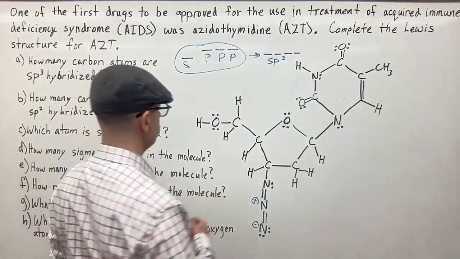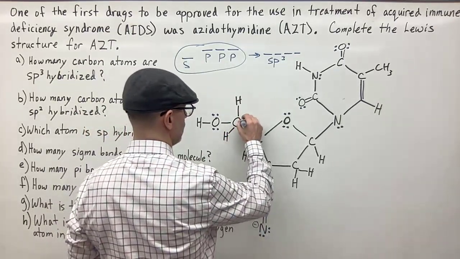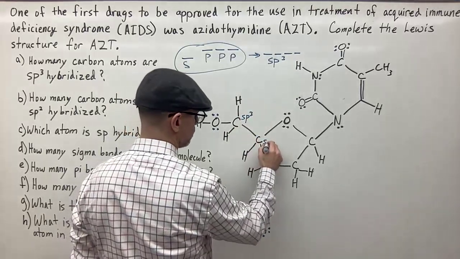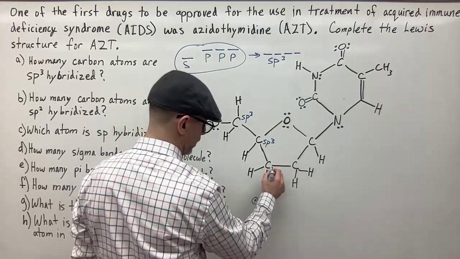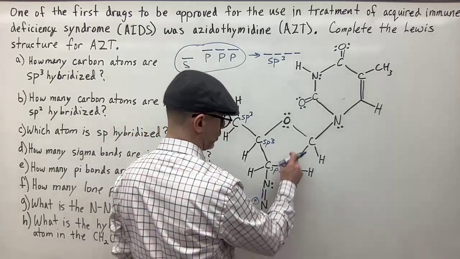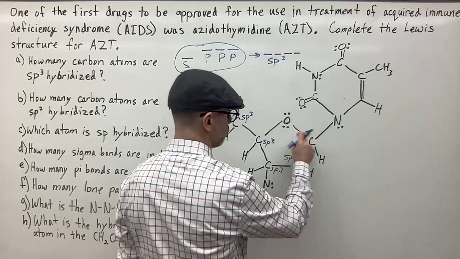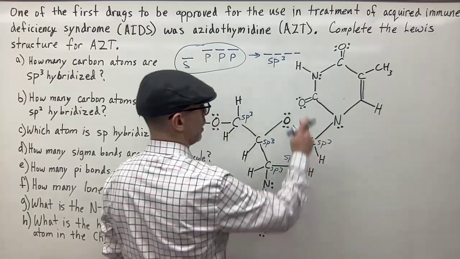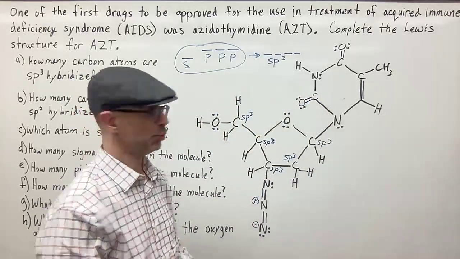Okay, so here, this carbon, we have 1, 2, 3, 4. So that's sp3. This one has 1, 2, 3, 4. That's sp3. This one has 1, 2, 3, 4. That's sp3. We're only looking at the carbons. This one has 1, 2, 3, 4. So this is sp3. This one has 1, 2, 3, 4. So this is sp3.